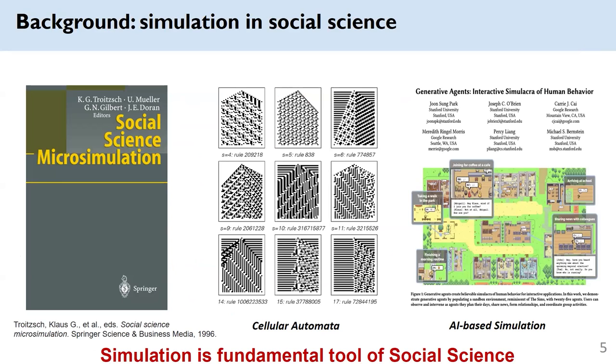First, I want to recap the background of simulation in social science. Actually, in 1996, there was a book named Social Science Micro Simulation. This book is a summary of previous works that use simulation, especially micro simulation, to do research in social science. So it's a book from social scientists.